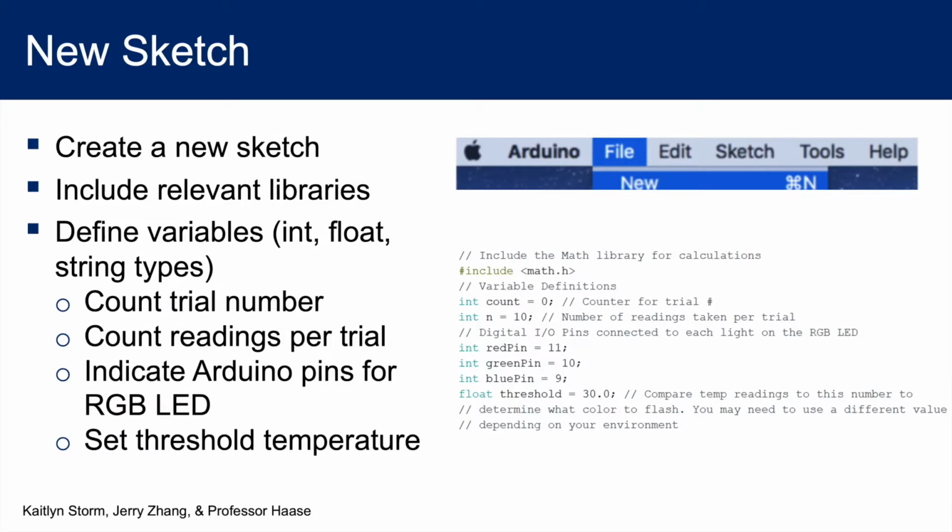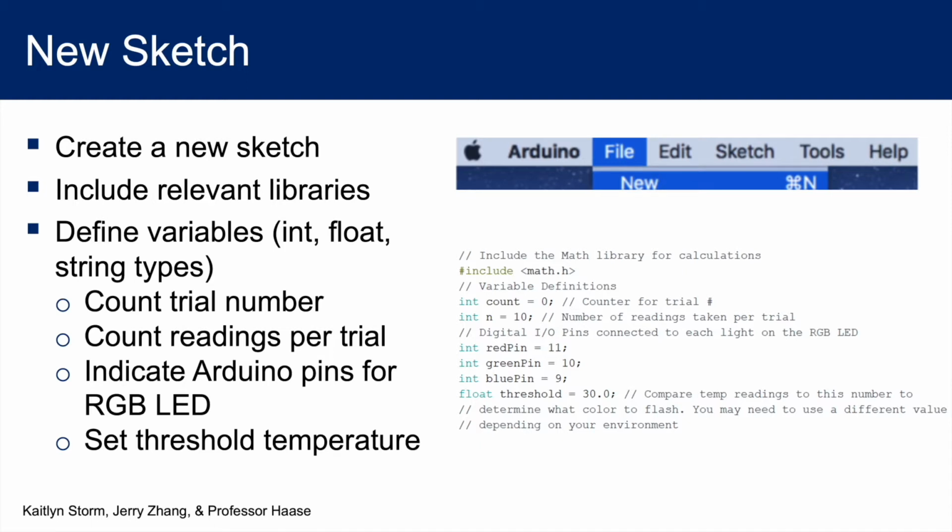Let's start with the software. Create a new sketch. We will always begin by including libraries and defining variables. Libraries are collections of helpful functions that we can use. So if you include the math library, we can use functions like calculating square roots.